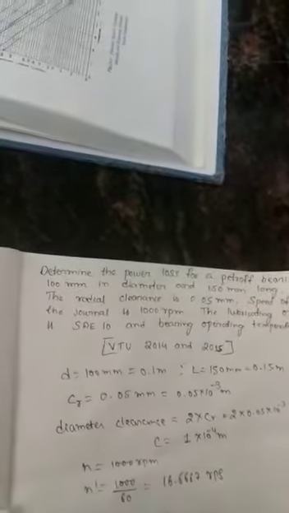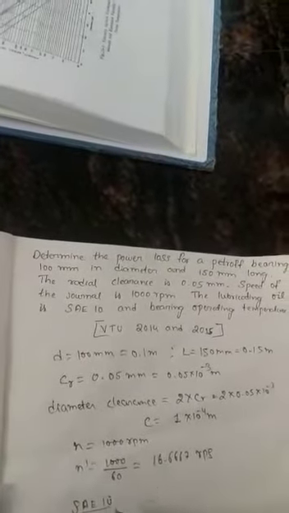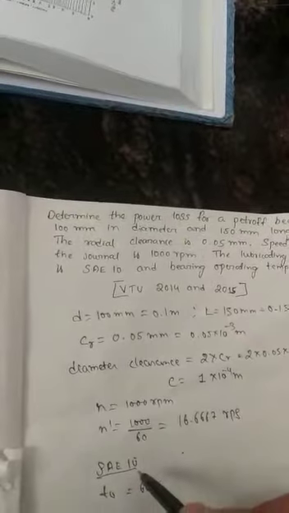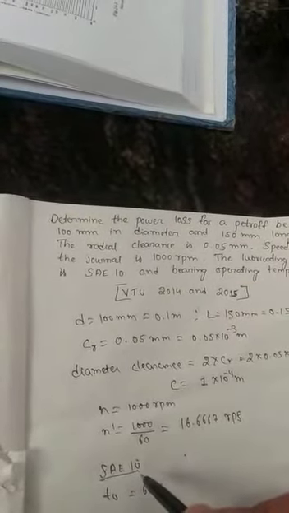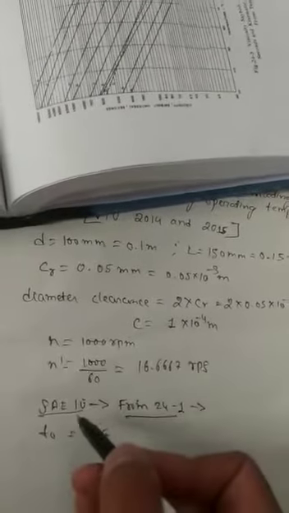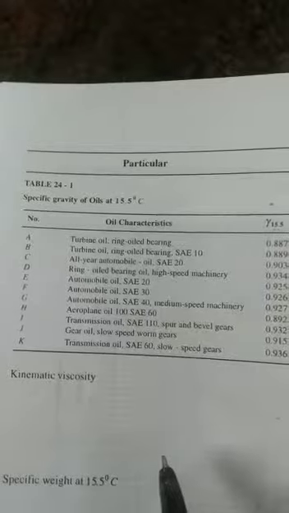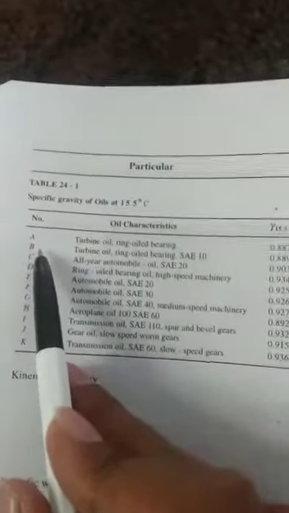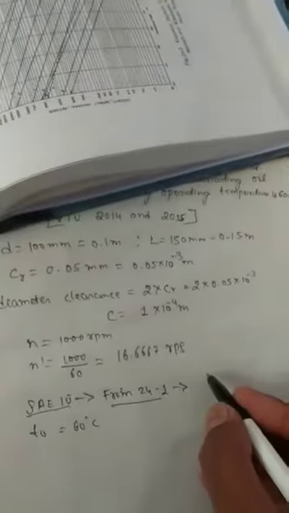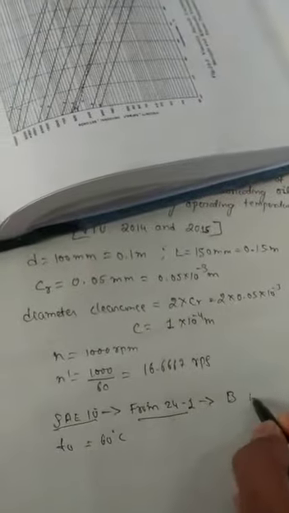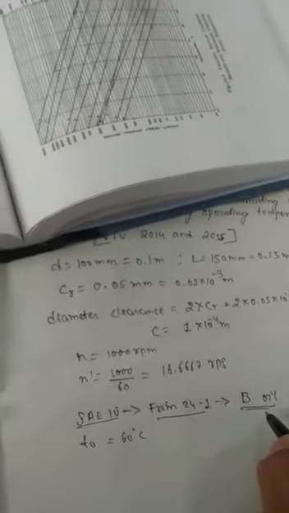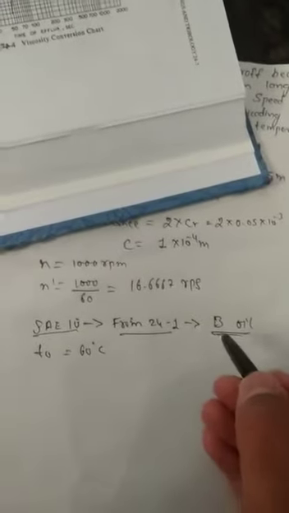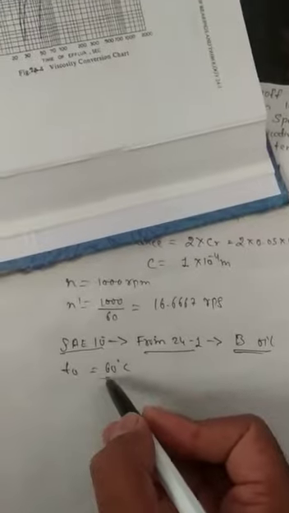So what is the use of this SAE 10? By using this SAE 10, we can check the grade, whether it is A, B, C grade. From figure 24.1, we can go for SAE 10 and check the grade. Our grade is SAE 10, and it is B oil. With the help of this B and the operating temperature, we can get the viscosity.